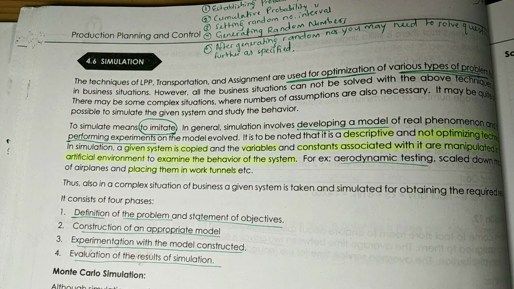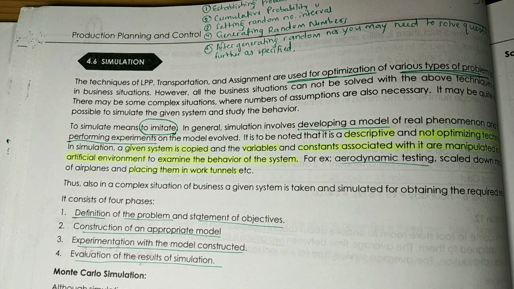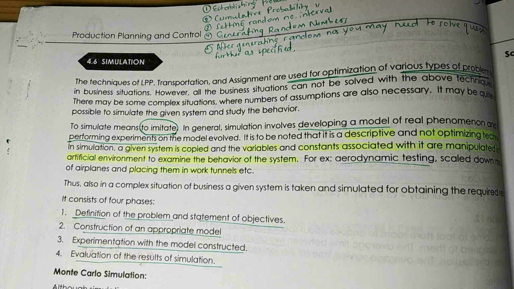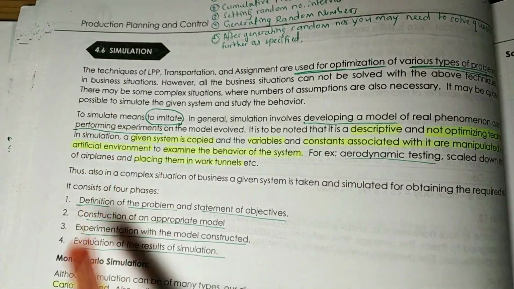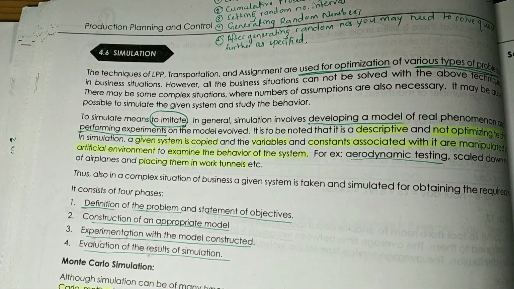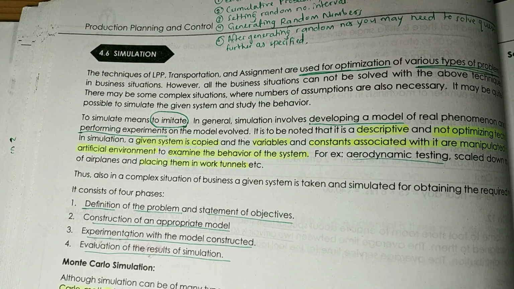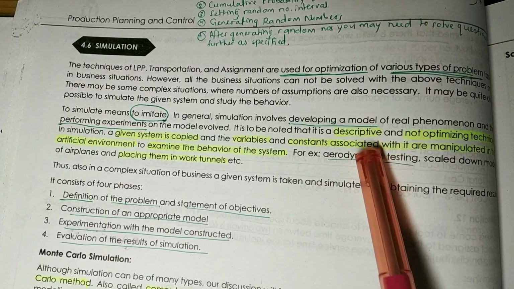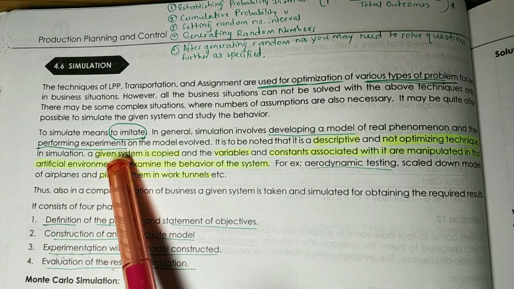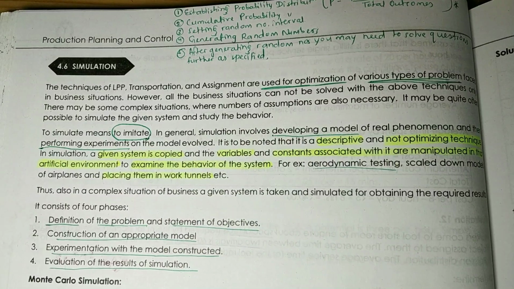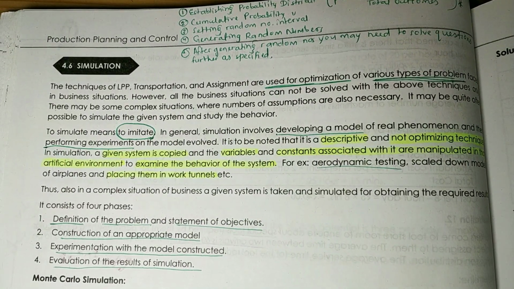वो एक मॉडल होता है, एक मॉडल आप डेवलप करते हो जो कि जहां पर आप सारे रियल फिनोमिनन को आप वहां पर स्टडी कर सकते हो, राइट? To simulate means to imitate. आपको imitate करना है. You have to copy a particular thing. So simulation involves developing a model of real phenomenon and then performing experiments on the model evolved. Right? You have to perform the experiments on the model that you have developed.